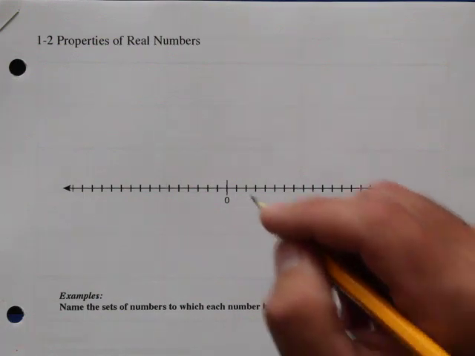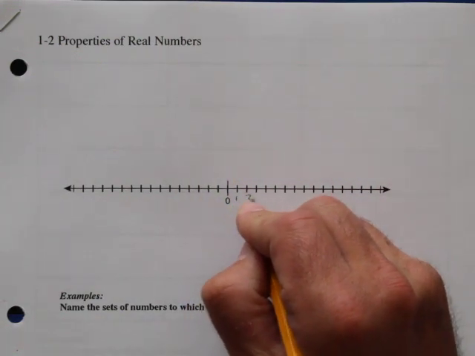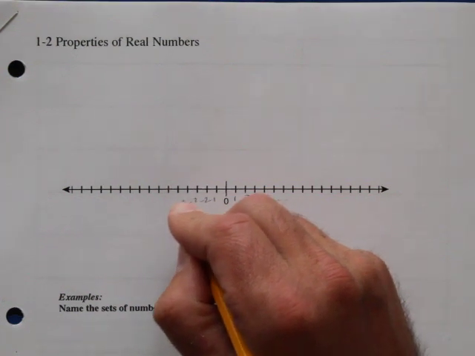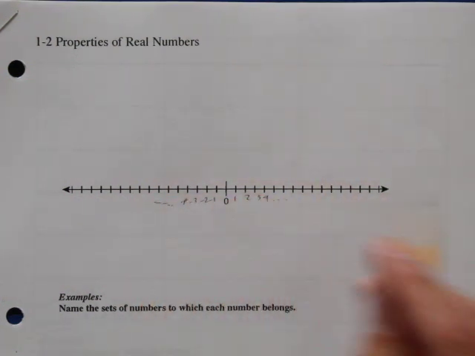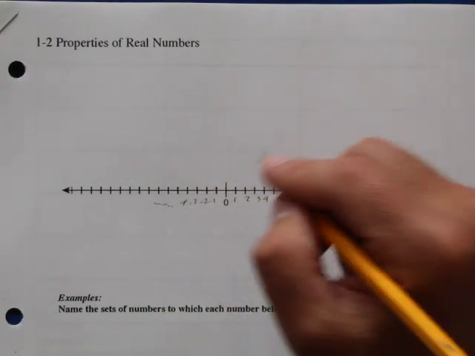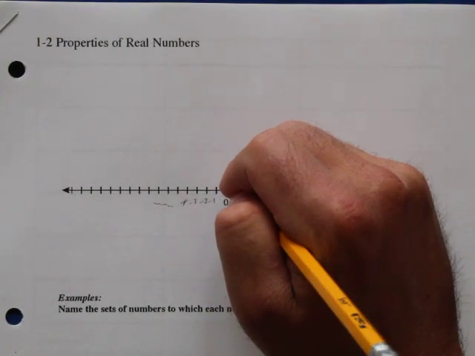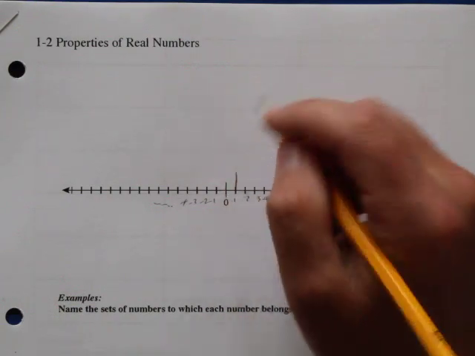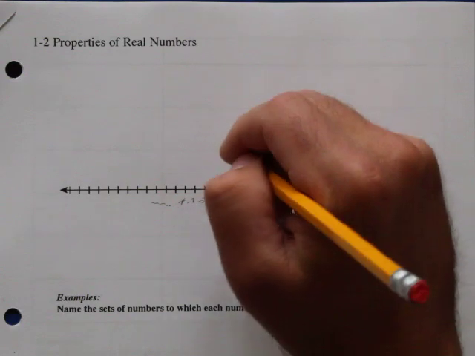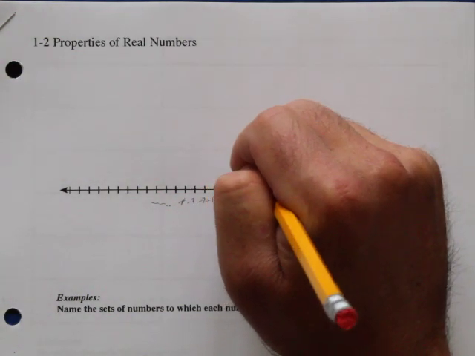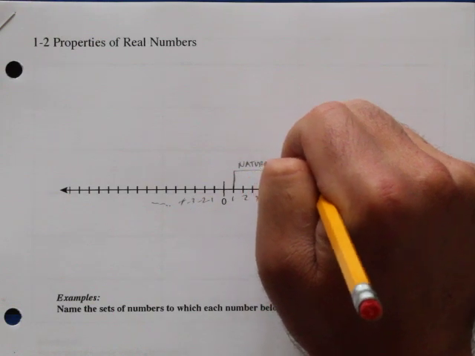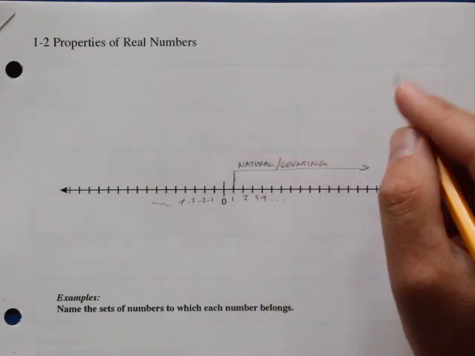All right, so first what we're going to do, I'm going to say this is 1, 2, 3, 4, dot, dot, dot, dot. This is -1, -2, -3, -4, dot, dot, dot, dot. Okay, so this is my number line. Now, here's one classification of numbers. We start at 1 and we go up. Those are our natural numbers or counting numbers.